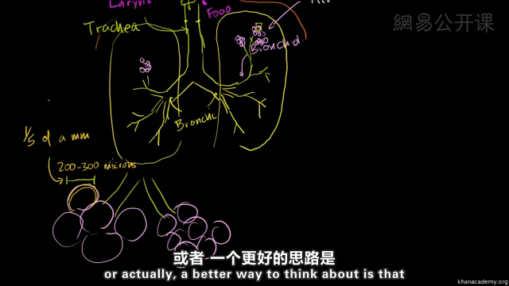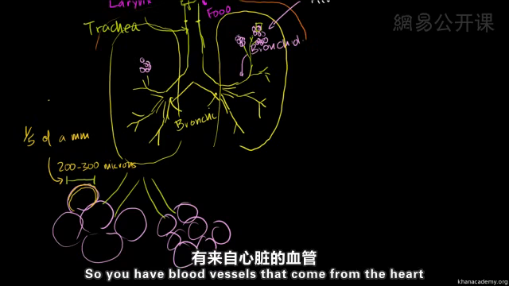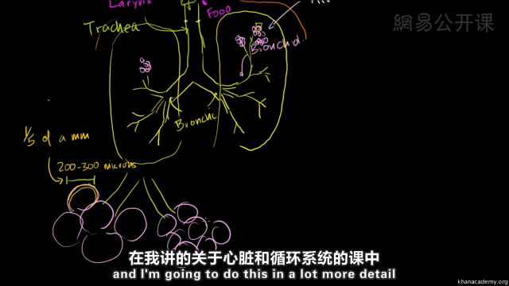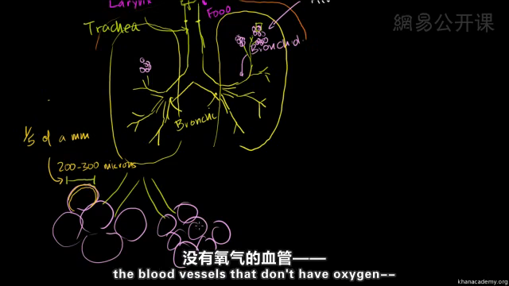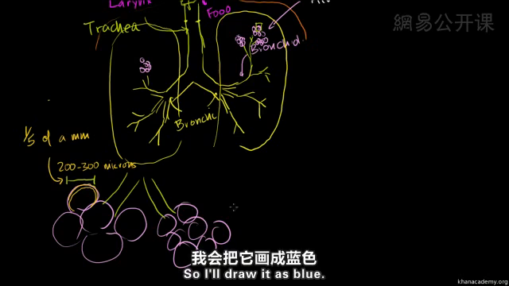Or actually, a better way to think about it is that our circulatory system passes right next to each of these things. So you have blood vessels that come from the heart, and they want to be oxygenated. I'm going to do this in a lot more detail when I make the videos about the heart and our circulatory system. The blood vessels that don't have oxygen, deoxygenated blood, is a little bit darker, it looks a little bit purplish, so I'll draw it as blue.